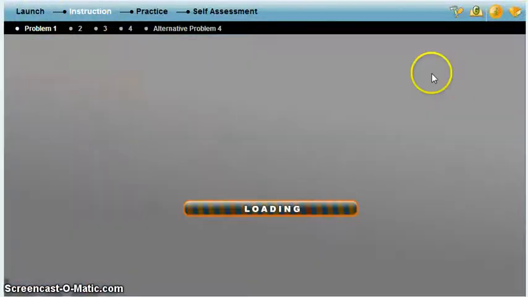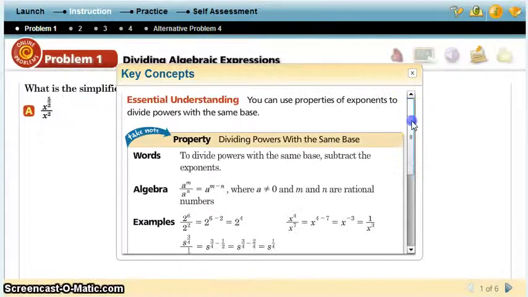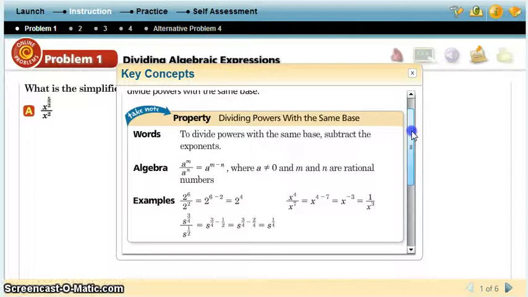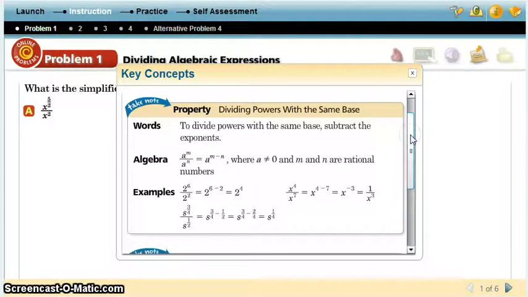Now we're going to look at first the key concept. We've got two of them for this video. We're going to focus on one here, and this one is dividing powers with the same base. So this is going to be similar to multiplying powers with the same base, except this time we're dividing. If we're adding exponents when multiplying like bases, then when we're dividing like bases, what are we going to do? Hopefully a lot of you would figure out that we're going to subtract. So that's exactly what we're doing here.